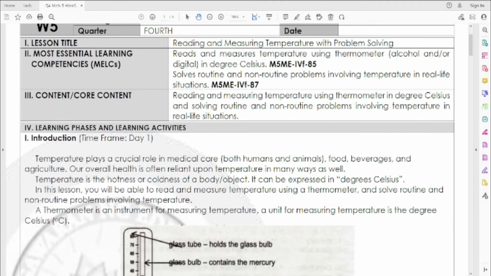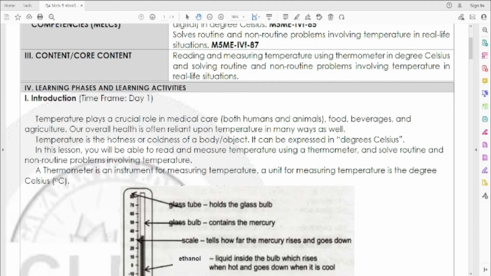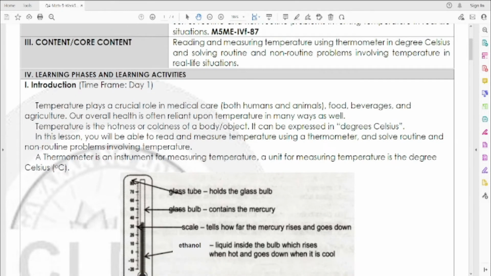Temperature plays a crucial role in medical care, for both humans and animals, as well as in food, beverages, and agriculture. Our overall health often relies upon temperature in many ways as well. Temperature is the hotness or coldness of a body or object. It can be expressed in degrees Celsius. A thermometer is an instrument for measuring temperature. The unit for measuring temperature is the degree Celsius.